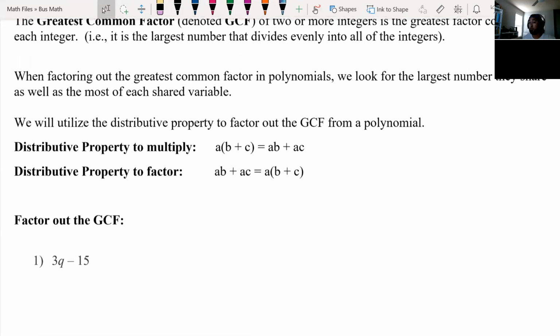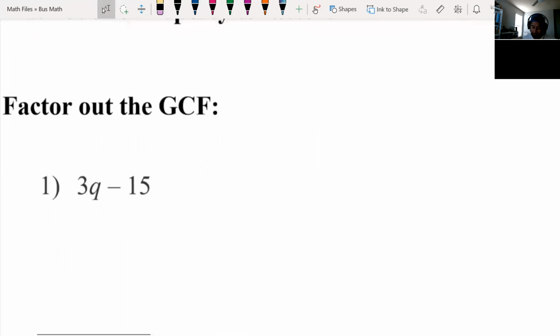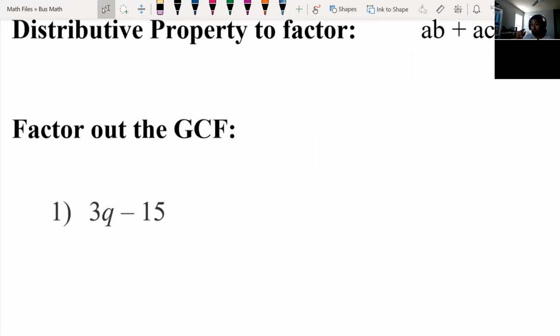Okay, so let's get started. Factor out the greatest common factor. So when we look for our GCF, the first thing we want to look at is our numbers. So here I have 3, and here I have 15. What is the number that 3 and 15 have in common? Or I guess I could say, what is the smallest number they have in common? Good, 3. So what we're going to do is factor a 3 out.